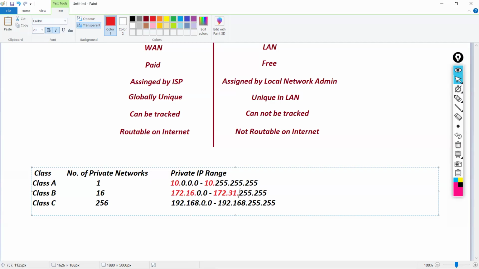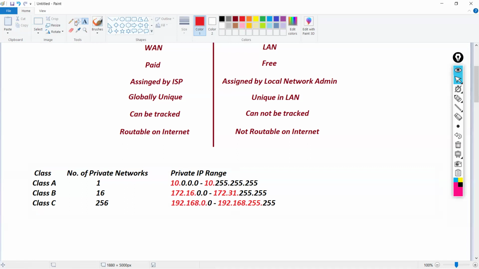Then in case of class C, you can see it goes from 0 till 255. So total 256. This is how it is.